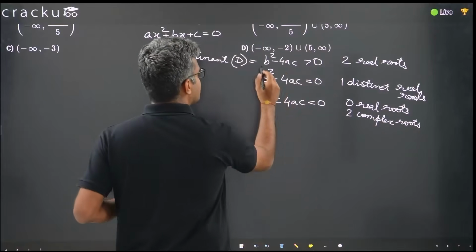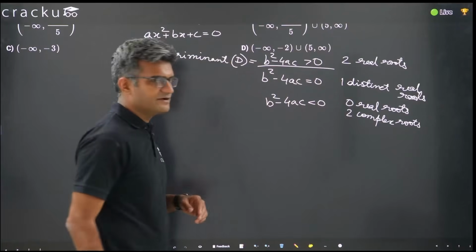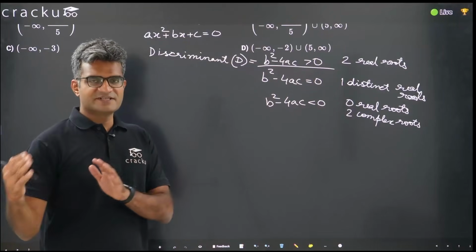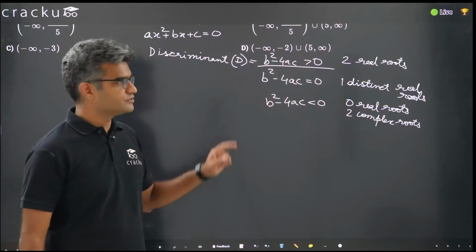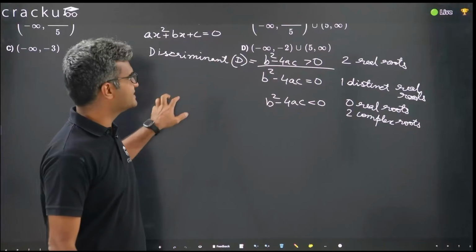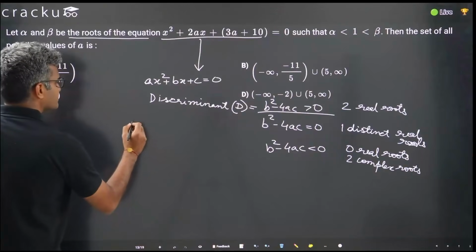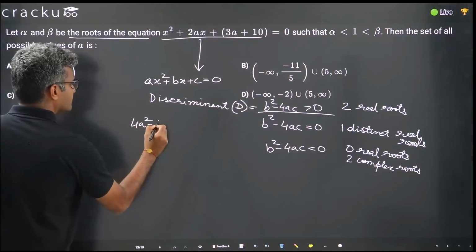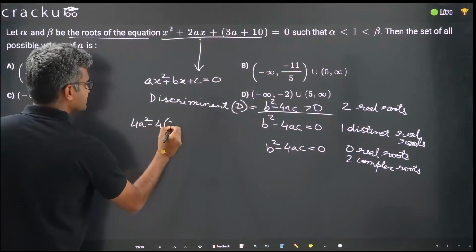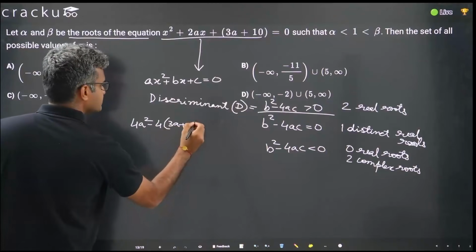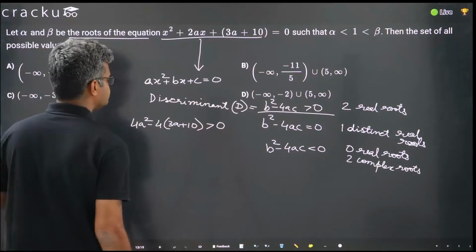Here we are basically asked that we will have two roots, alpha and beta, with alpha less than 1 less than beta. So both the roots are real. So we want b square minus 4ac to be greater than 0. What is b square minus 4ac? That will be 4a square minus 4 times (3a plus 10). This has to be greater than 0.